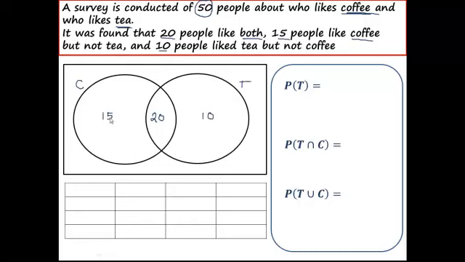Now, what we're not told is who doesn't like either of them. Remember, that's the number we have to put outside. But I do know there were 50 people who were surveyed. So all the numbers in my Venn diagram have to add to 50. So 15 and 20 is 35, plus 10 is 45. So I need another 5 to make up my total of 50. So that means 5 people don't like coffee or tea.